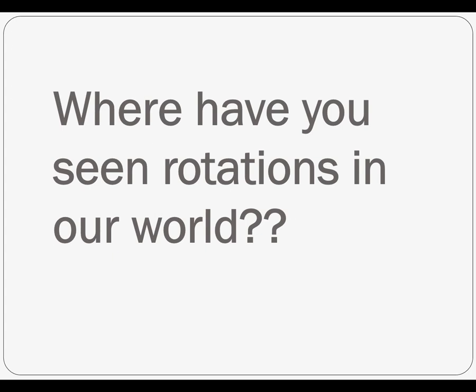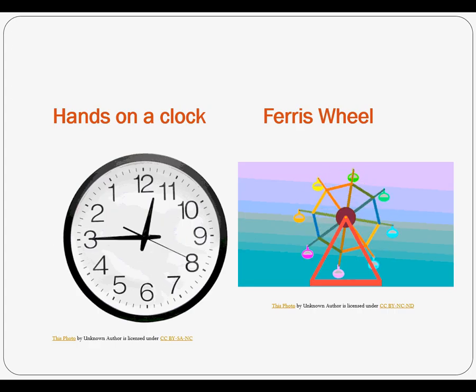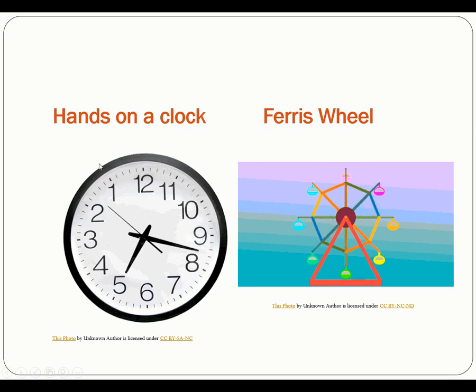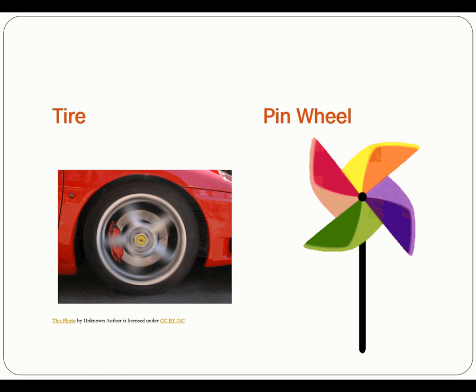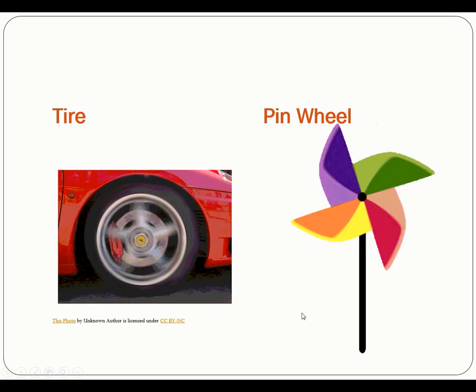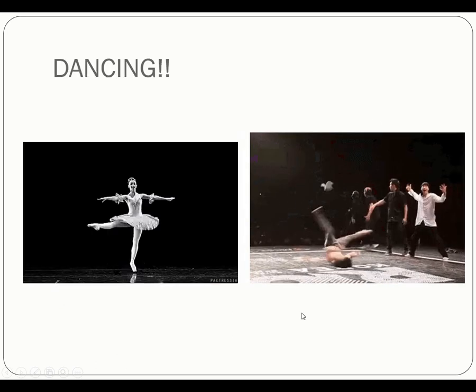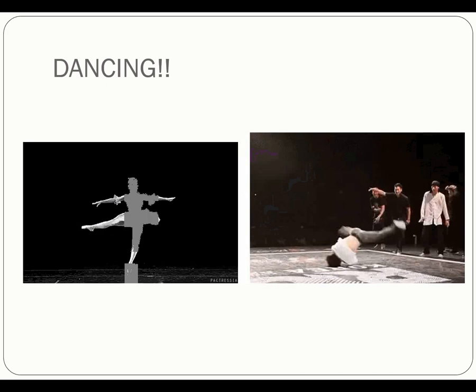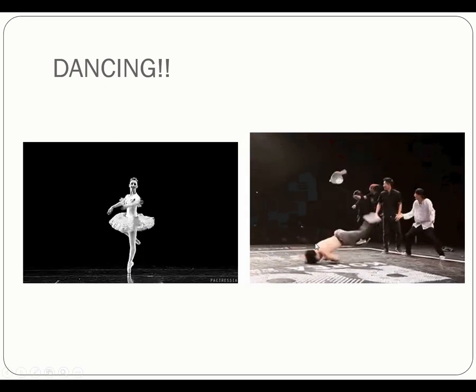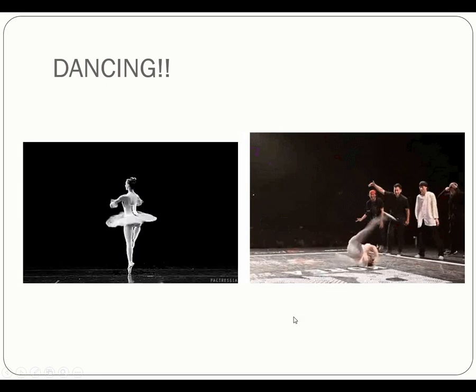In class, we brainstormed some ways that we see rotations in the everyday world, and the class came up with some really cool things. Some examples: hands on a clock move around, and Ferris wheels move around. A tire on a car will rotate, and a pinwheel will rotate. Also, when people dance, they can rotate. We have this ballerina going around and around, and this break dancer spinning on his head. It's pretty cool.